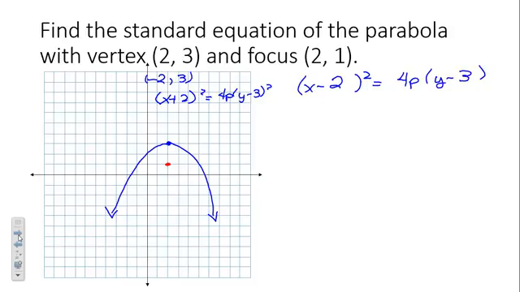All right. We're all good so far? Last thing we have to do is find out what our 4p is, right? How many units away are we again? 2. So since we're 2 units away, we know that our directrix would be 2 units away. That's negative 2 this time. The p is going to be negative 2. So our x minus 2 squared equals negative 8 times y minus 3, and that's our equation.